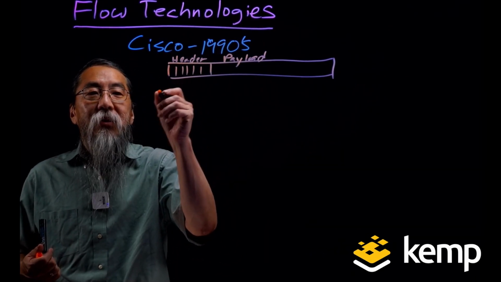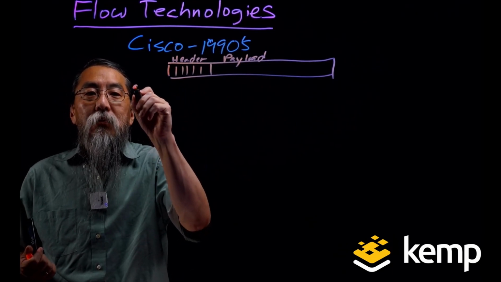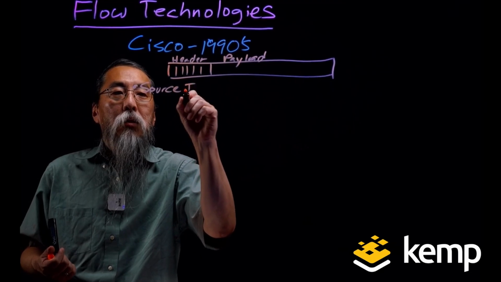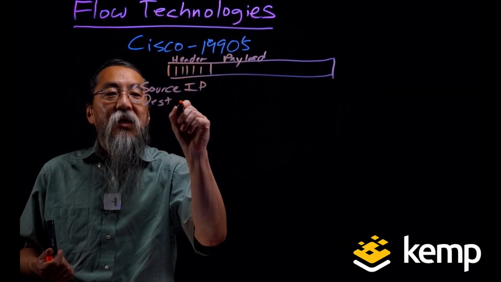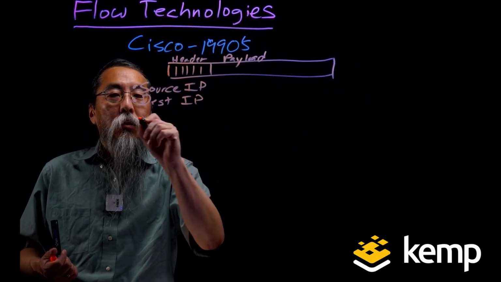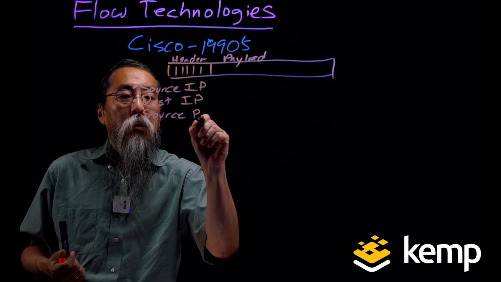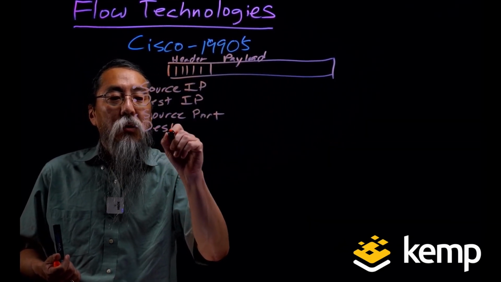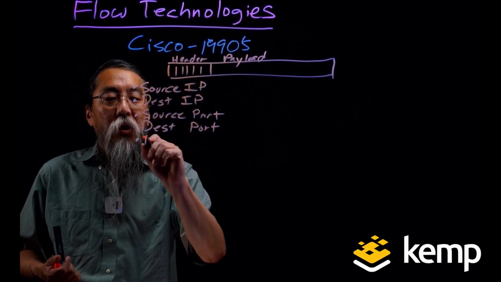And what they determined was that we're looking at some certain fields. We're going to look at source IP, destination IP, source port, destination port, and IP protocol.